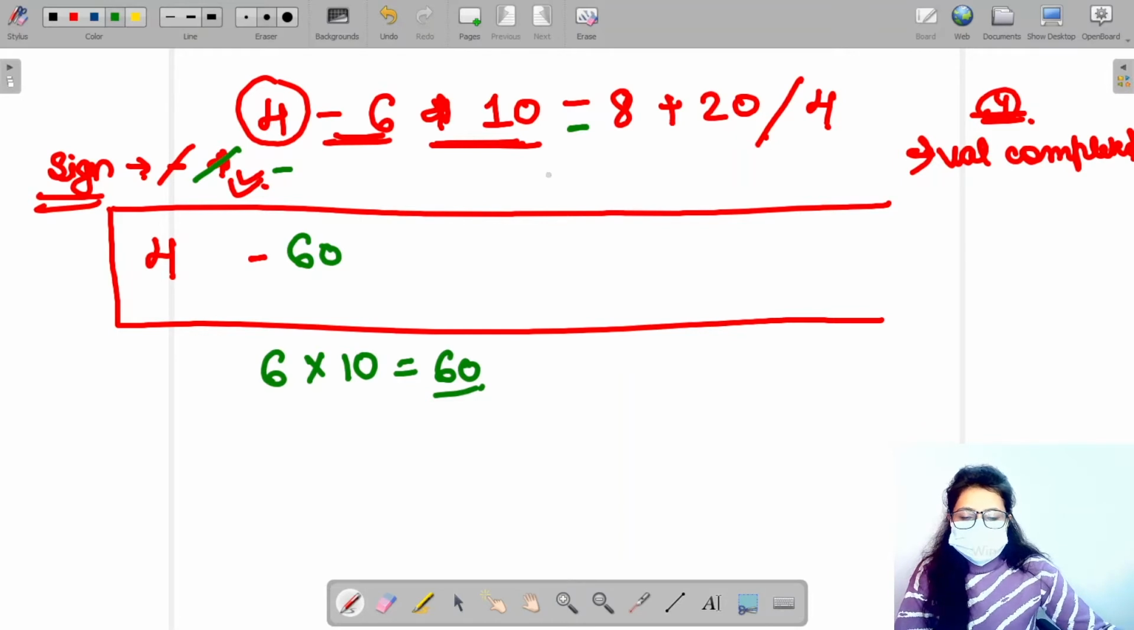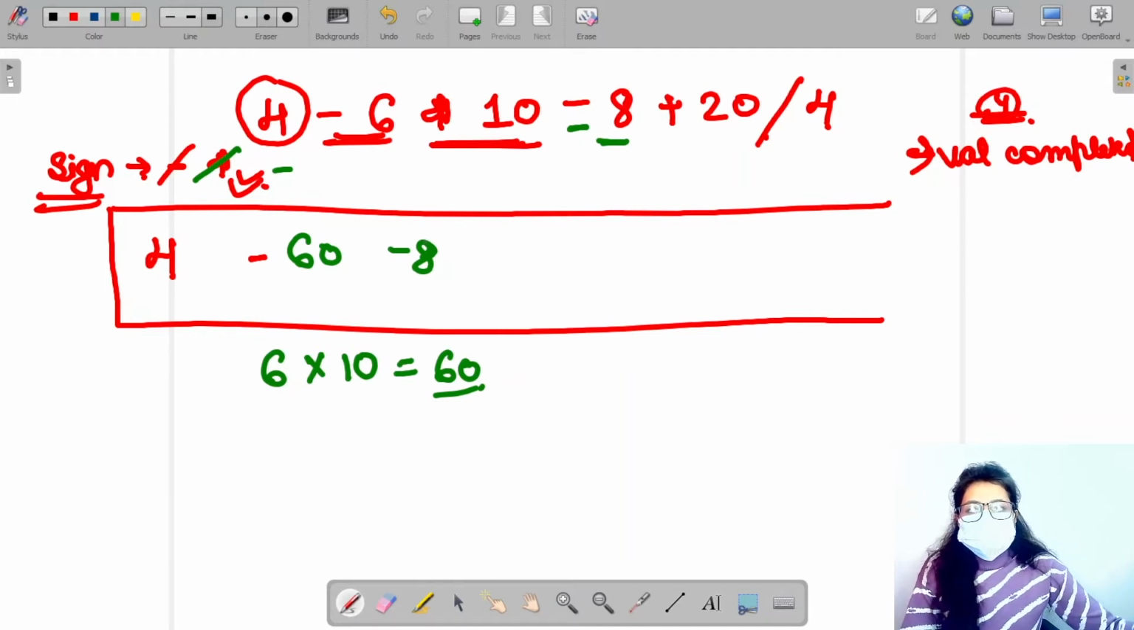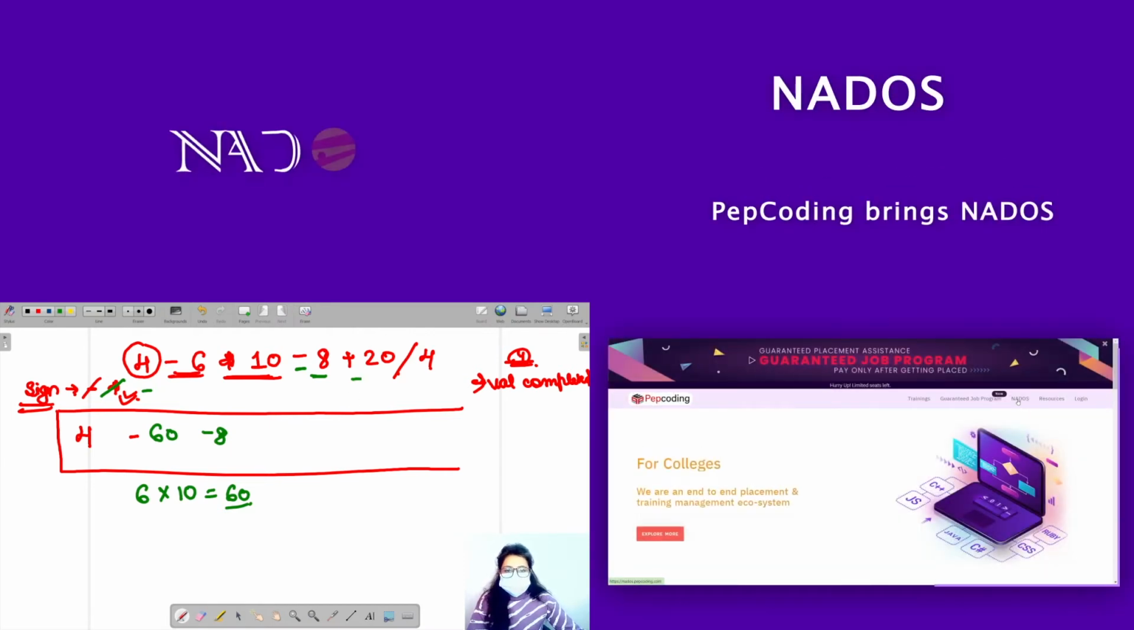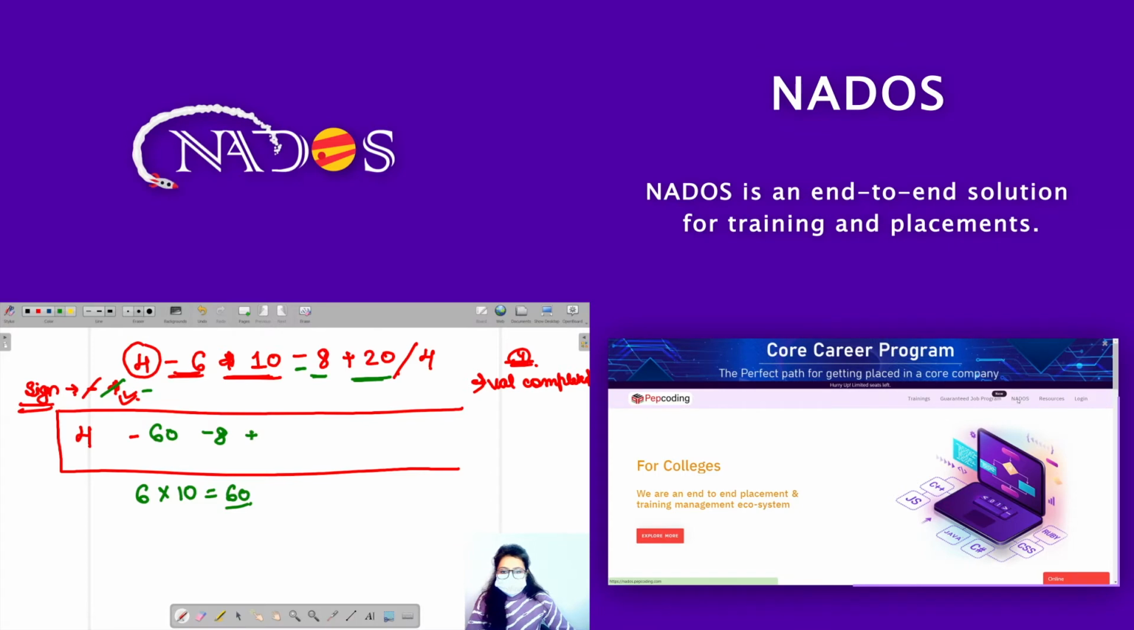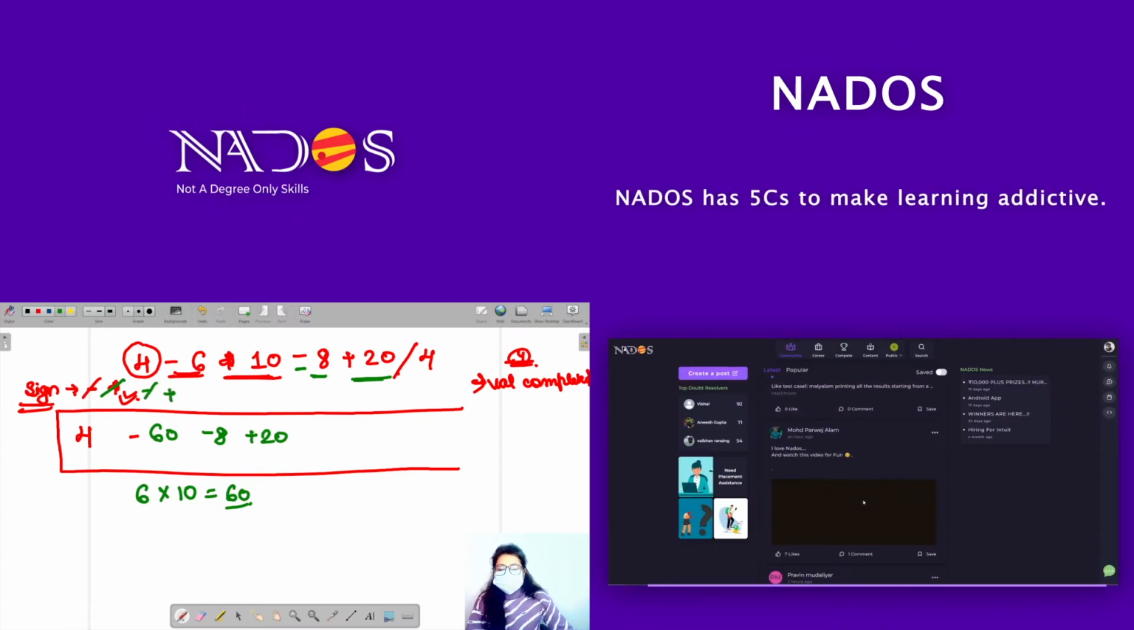We'll have minus 8, right? Keep it on hold, because the addition and subtraction expressions will be on hold till we get all the expressions simplified in the multiplication and division. So next we have plus 20. The sign gets updated every time we move ahead.